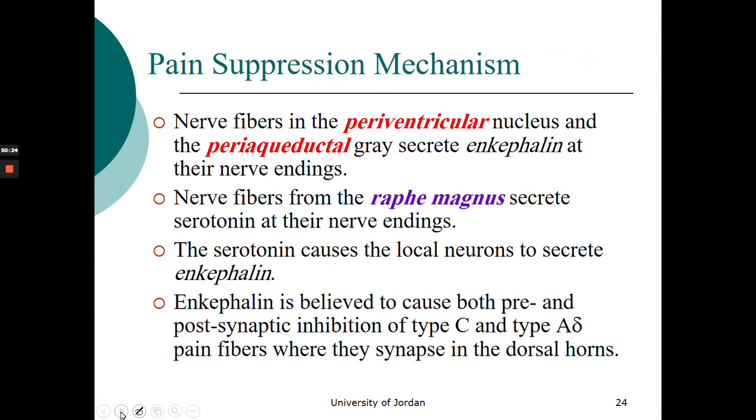So pain suppression: nerve fibers in the periventricular nuclei and periaqueductal gray secrete enkephalin at the nerve ending. Nerve fibers from the raphe magnus that receive the information from the enkephalin secrete serotonin at their endings. The serotonin synapses with interneurons in the spinal cord that secrete enkephalin. And enkephalin is believed to cause both pre and post synaptic inhibition of type C and type A delta pain fibers where they synapse in the dorsal horn. And just to remind you that this system is an ipsilateral system, okay?